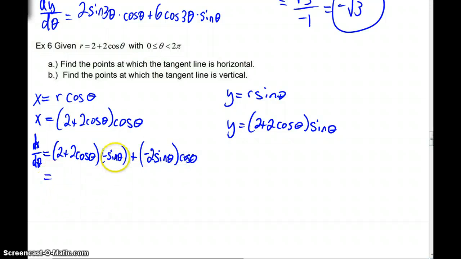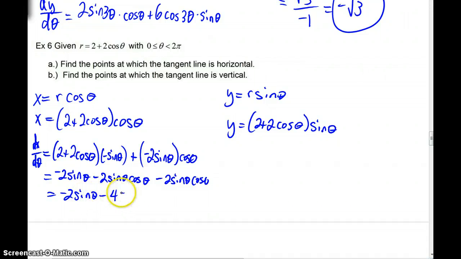While we're at it, let's distribute negative sine of theta to both terms inside of here. And you might notice also, after we've done that, we're going to be able to combine some like terms. This is going to be negative 2 sine of theta minus 4 sine of theta cosine theta. That is dx d theta.